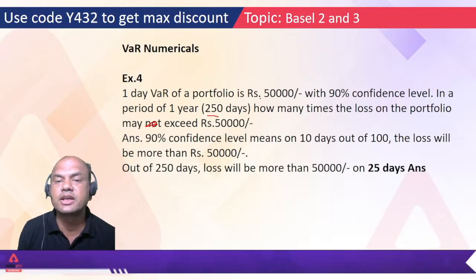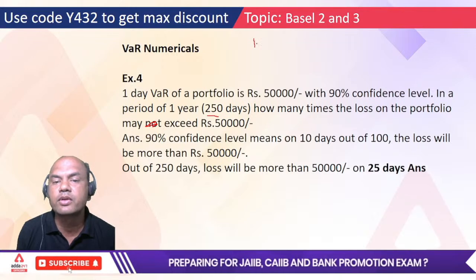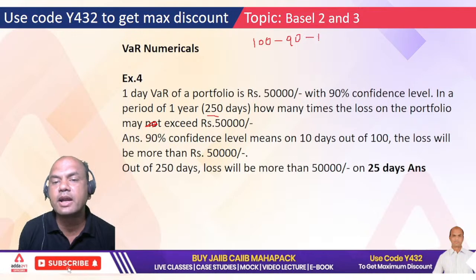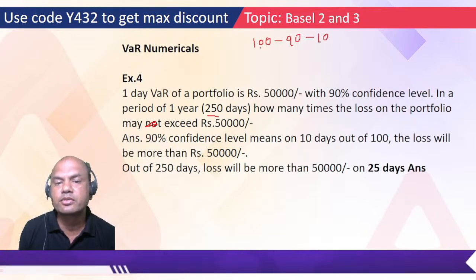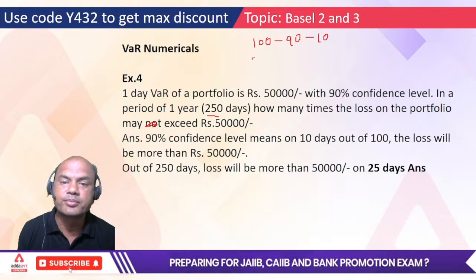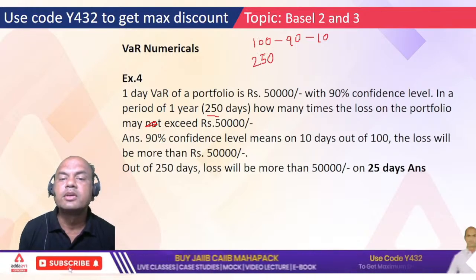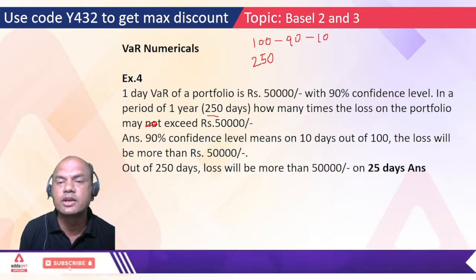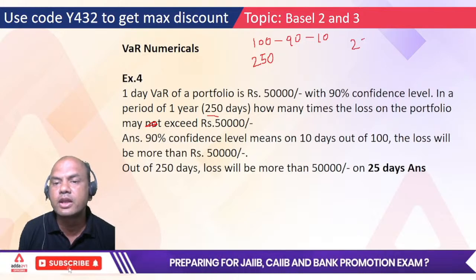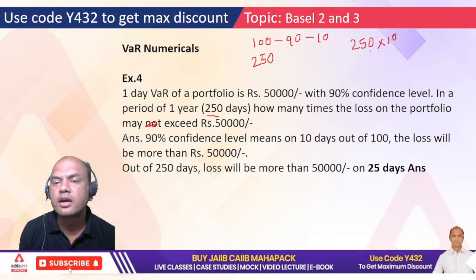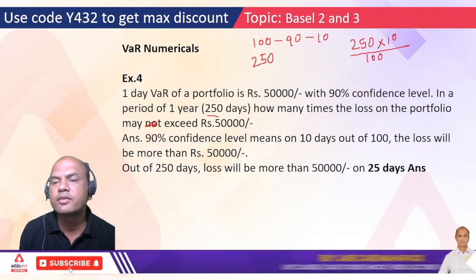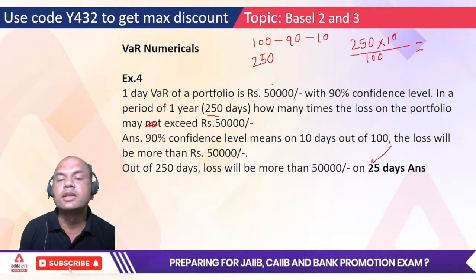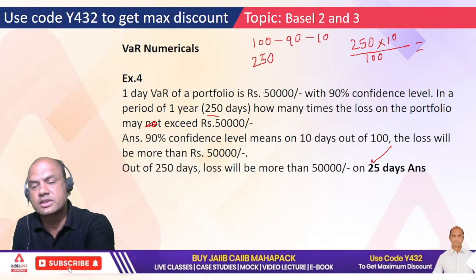Fast. Here, I'll give you the hint. Out of 100, what is the confidence level? 90. So 90 is good, so 10 is bad. So out of 100, 10 is bad. What are the trading days given? 250. So direct proportion or indirect? When 100 goes to 250, this 10 will also increase. So it is dn upon n, right? 250 into 10 upon 100. So you get 25. See this 25 answer, you have got it over here, right? So this is the way you have to solve. These are all 1 mark questions.